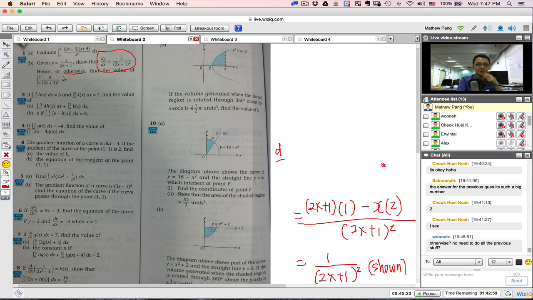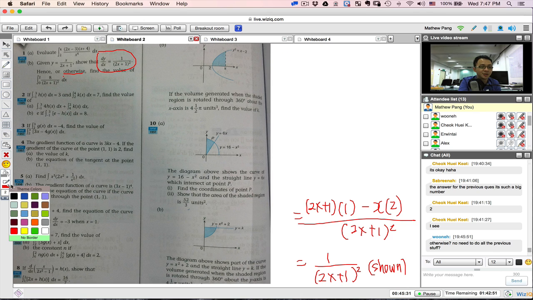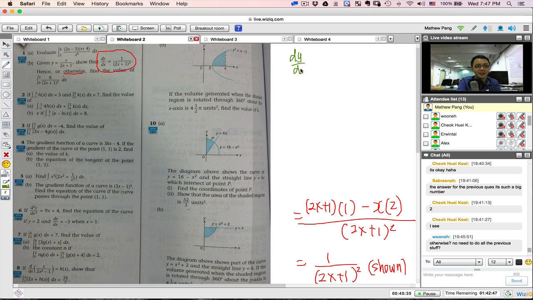Okay, let me just erase something. Yeah, change to another color, just easier for me to tell you. Alright, so I just change into the green maybe. Alright, if dy dx is equal to 1 over (2x plus 1) squared.